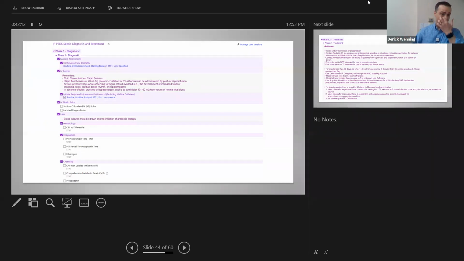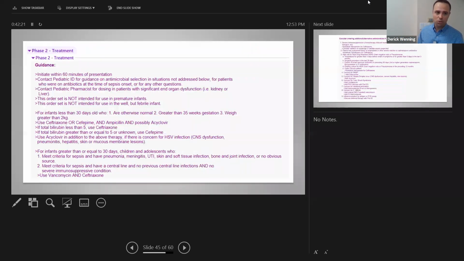It's giving you everything. It's telling you what to do. Remember rapid boluses, how many to give, how much to give, because of your other labs and everything. Talking about phase 2, which is treatment, look at all this guidance they decided to put in. Free text in there, just read it. Take 30 seconds and figure out what you want to get.